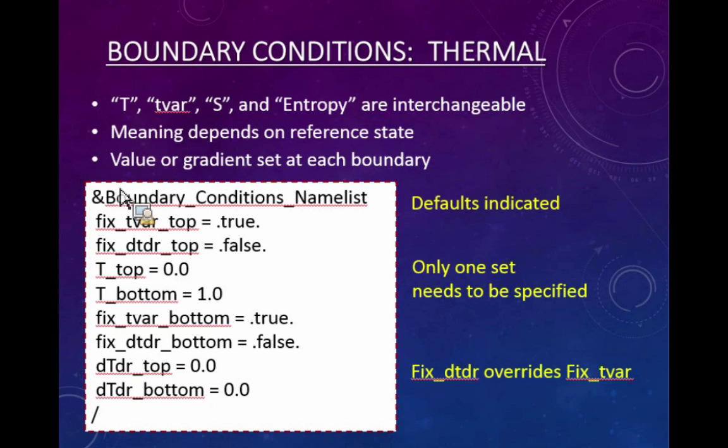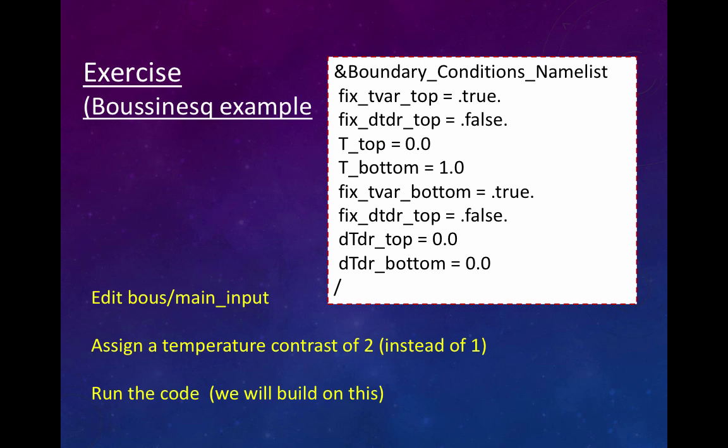And so you don't need to specify all of these. Just pick a pair, one top-bottom pair and one value pair, or pick nothing if you want to, the default is to fix the temperature at the boundaries and to set T-top and T-bottom to 0 and 1. Okay, just a pretty standard kind of Boussinesq setup. And so you can try this if you want, just to see. Try in this Boussinesq case, assigning a temperature contrast of 2 instead of 1. I don't know why you would want to do that in Boussinesq. And then run the code, and we'll kind of build on this as we go.